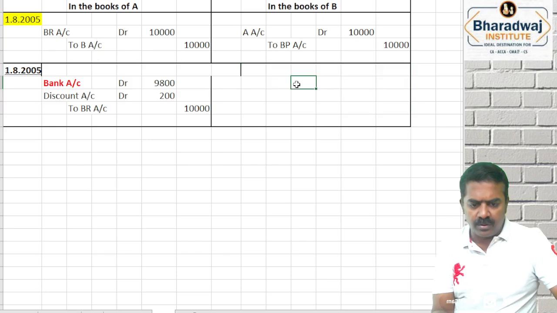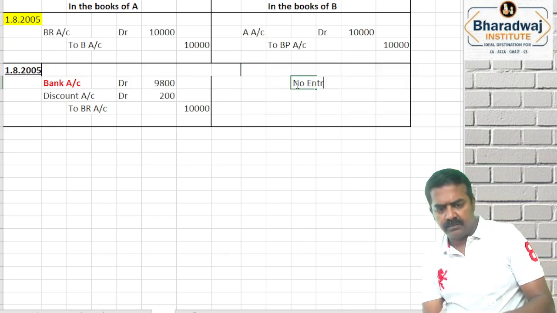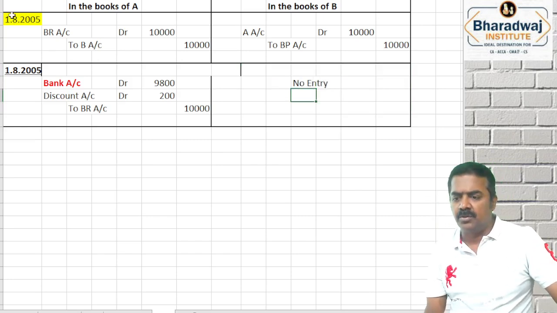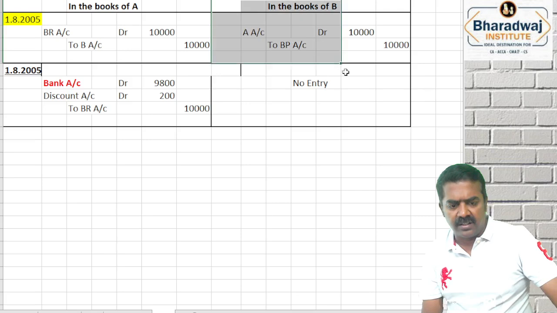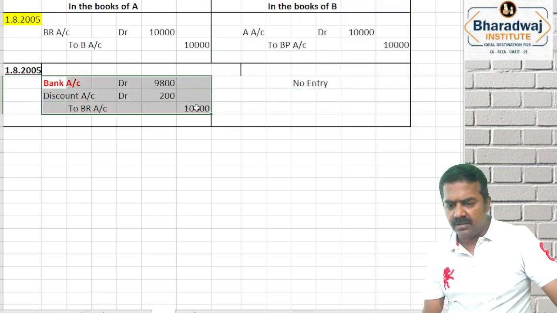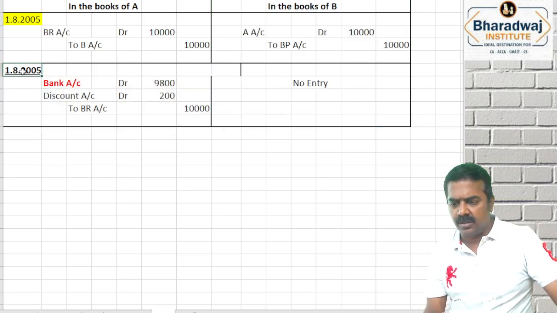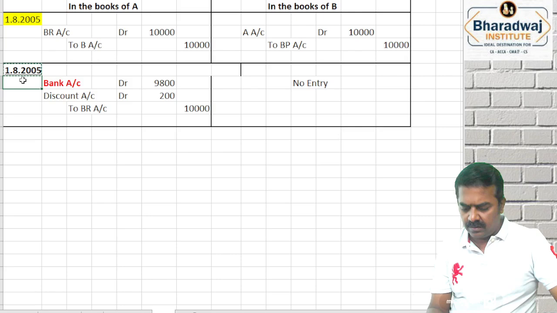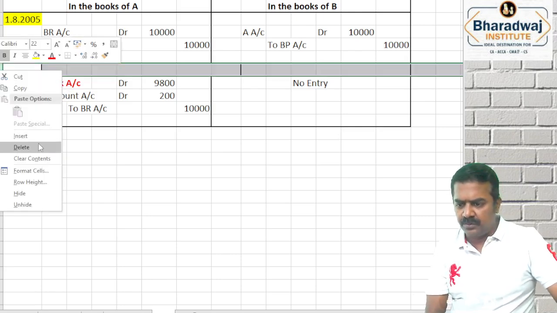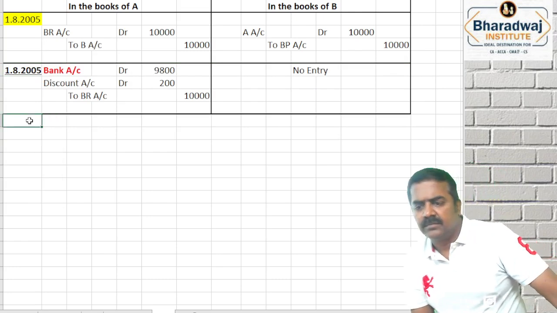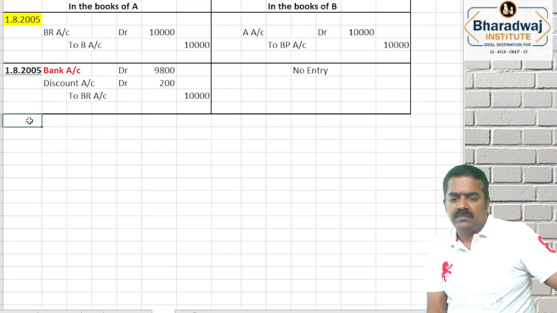Second party books, no entry. The question asked only in the books of A, but we are doing in the books of both parties. It's only for learning purposes. Bills are discounted on what date? 1st August 2005. What happens next?